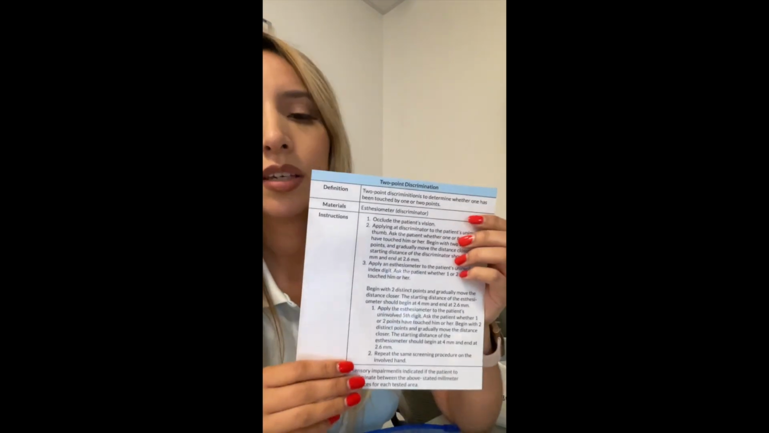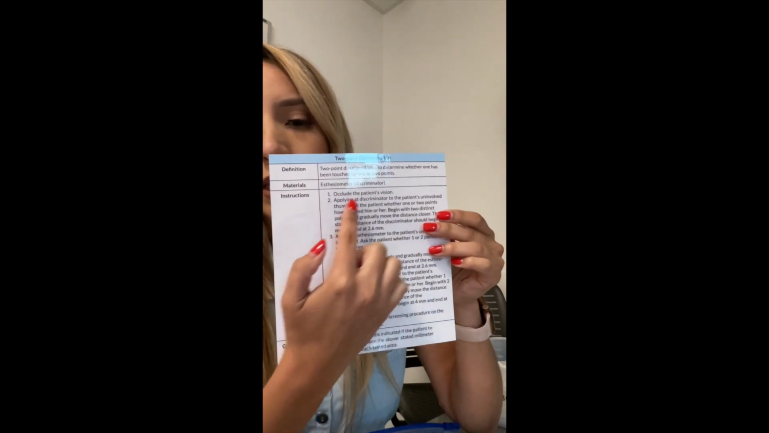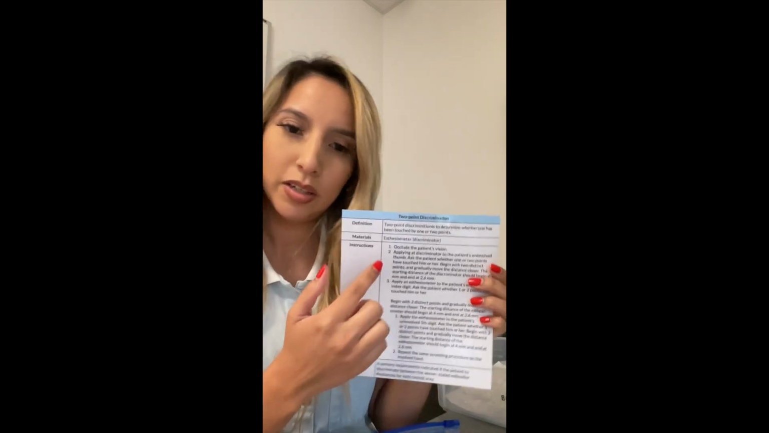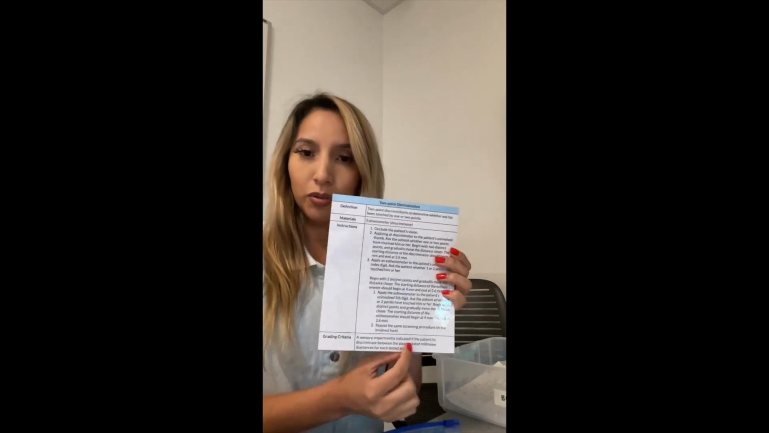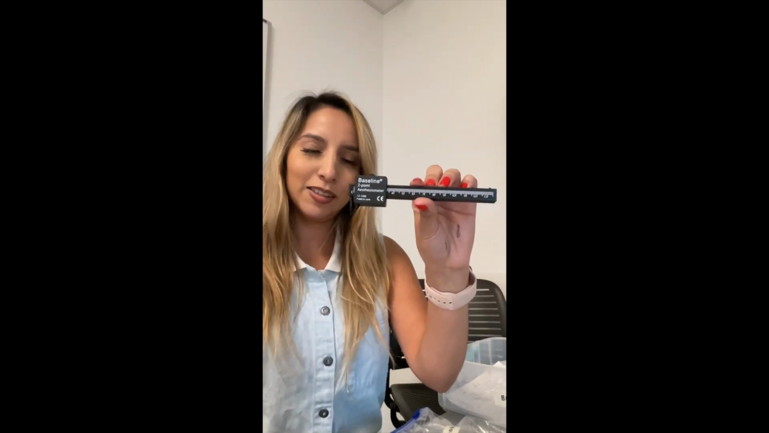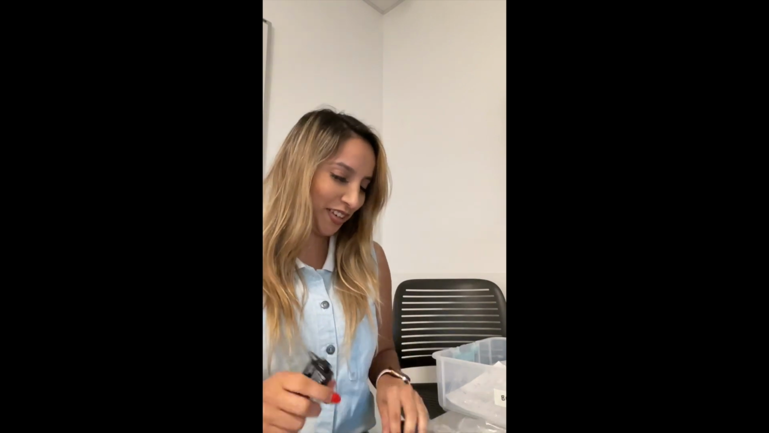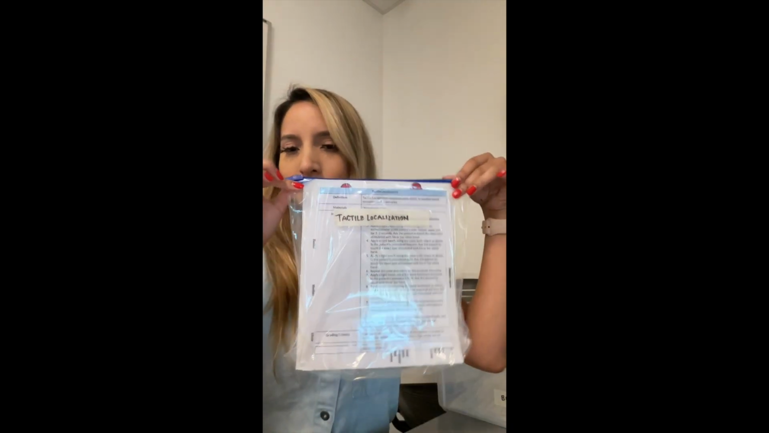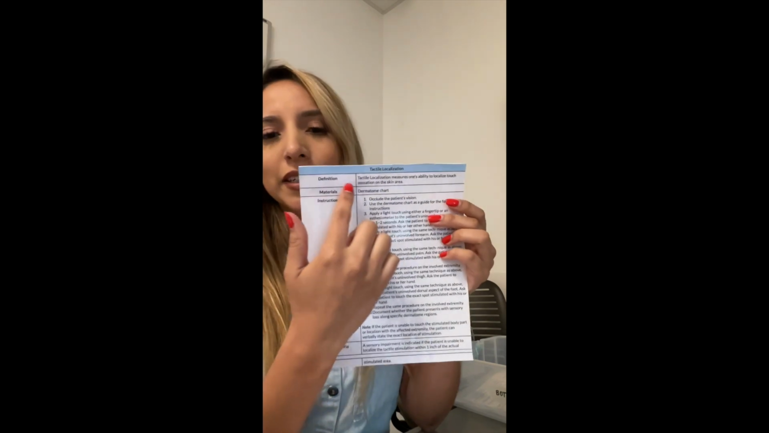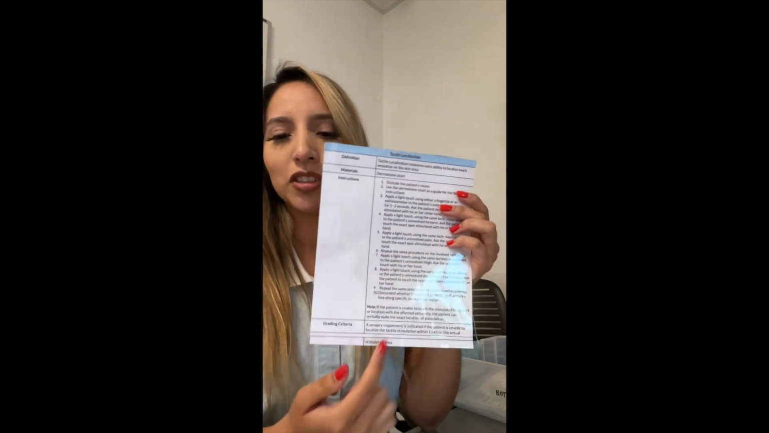Next one, a 2-point discriminator. For the 2-point discriminator, I have the definition, the material, the discriminator, and these are the instructions, and then I have the grading criteria here. I have my esthesiometer. Tactile location, so I have the table here. It's going to be a definition, material, instructions, and grading criteria.